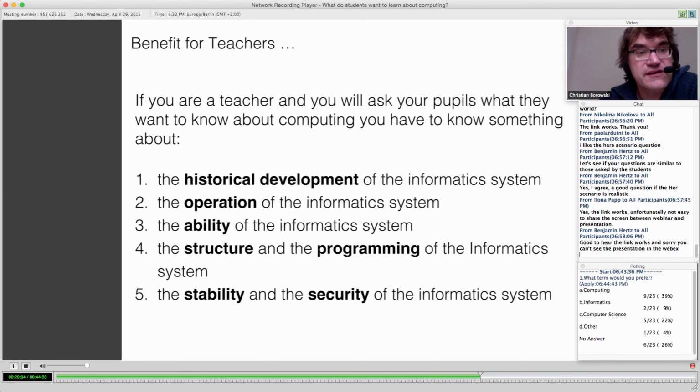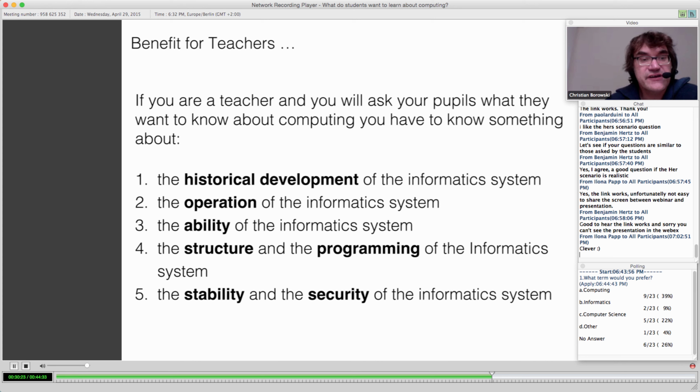But the important thing is, if you're a teacher and you ask your pupils, you may get nervous because you will get a lot of questions you may never answer. But you have to know that if you take all questions, you may have five things to answer. The historical development of the informatic system you use, and it doesn't matter if it's a robot or a computer or a mobile phone or so on. You have to know something about the operation, how it works, the ability, what can I do with it, or the structure and how it is to program, and the stability and the security of the system.